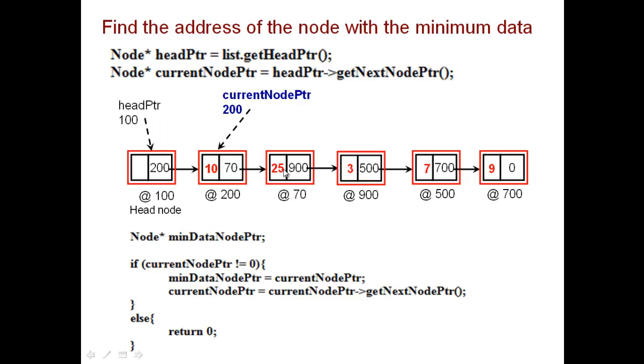So if you visualize things, the 10 has moved here. So it will be 25, 10, 7, 9. So the minimum data now is the 7 at address 500. So you store that address in a pointer and swap that node's data with the node currently pointed to by the current node pointer. So the current node pointer now has the data 25, that's the current node's data.